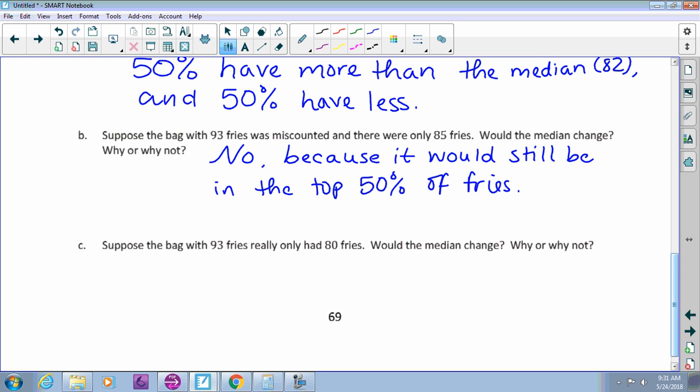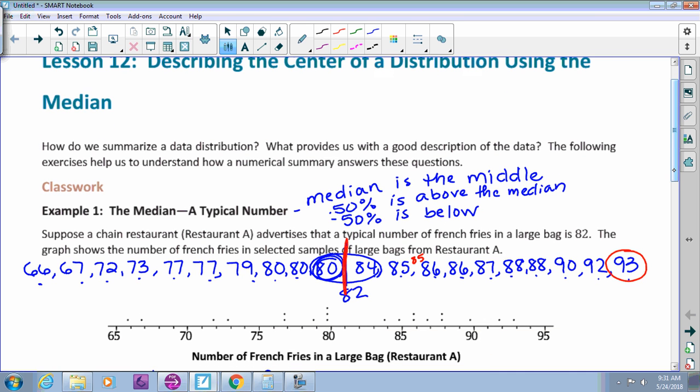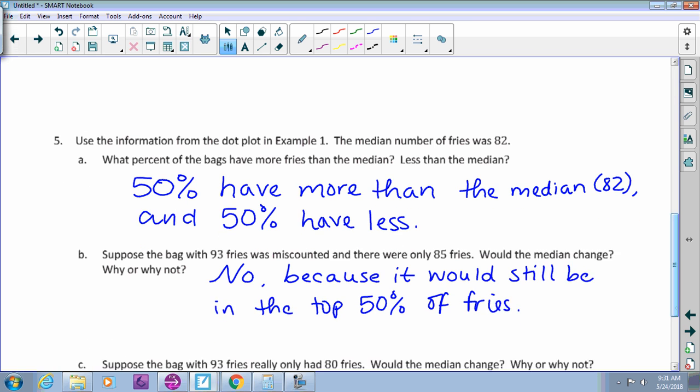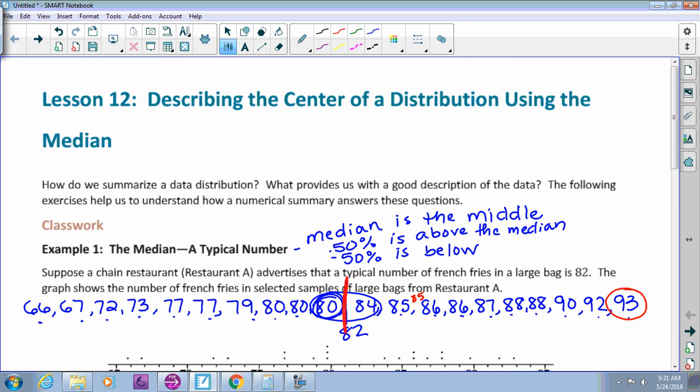All right, so let's see. It says, suppose a bag with 93 fries really only has 80 fries. Would the median change? So let's go back. If it's 93 and it really has, how many? 80? I can't remember one number from one page to the next.